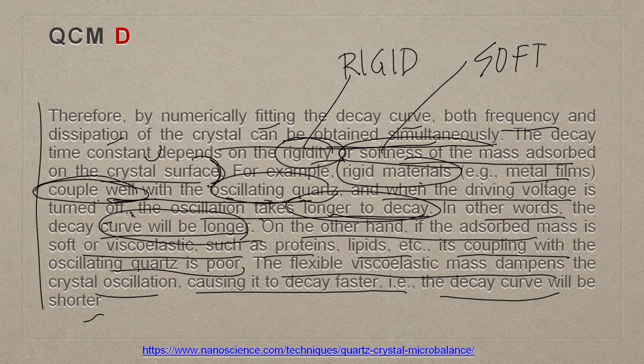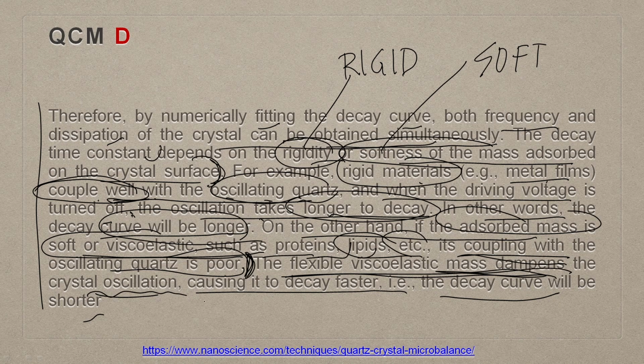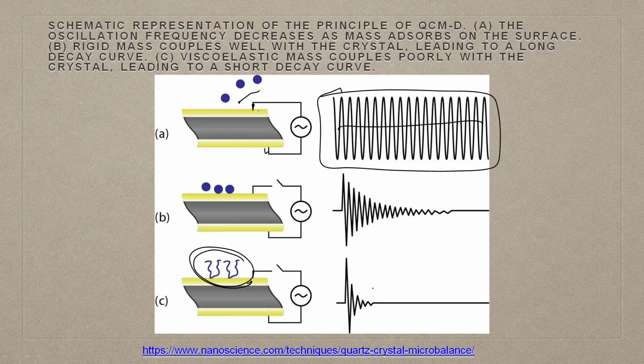On the other hand, if the adsorbed mass is soft or viscoelastic such as proteins, lipids, etc., its coupling with the oscillating quartz is poor. The flexible viscoelastic materials dampen the crystal oscillation, causing it to decay faster. Now, if you look at this structure, it will help you to understand it. This is the first situation I told you about before adding. Once they add, it dampens. But here look at it.